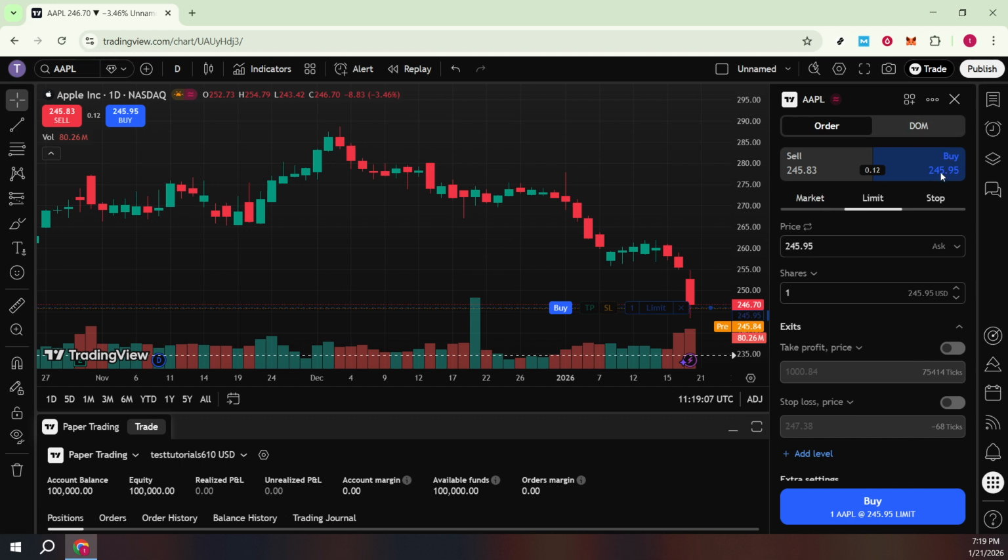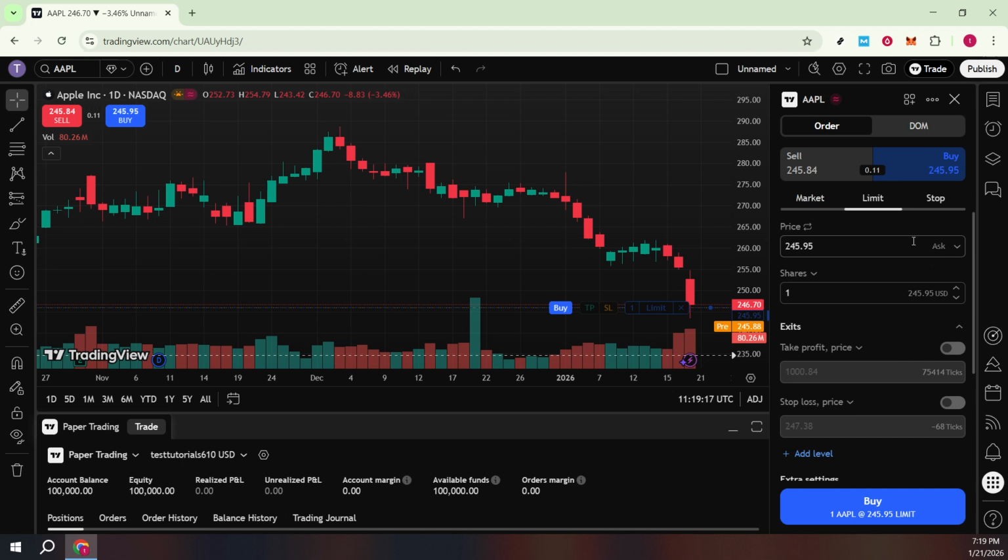Next, choose whether you want to sell or buy. Sell places a short or closes a long, while buy opens a long or closes a short depending on your current position. Pick the side that matches your idea. If you're just learning, focus on understanding how the ticket changes as you toggle between the buttons. The labels and estimated costs will update to reflect your selection.